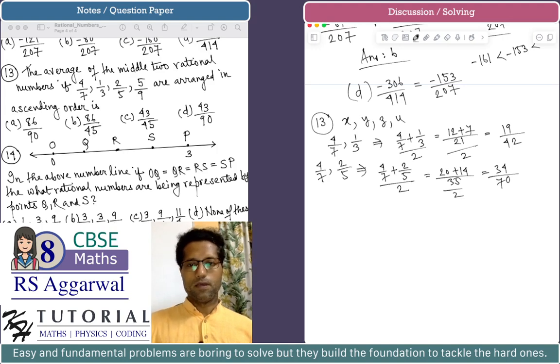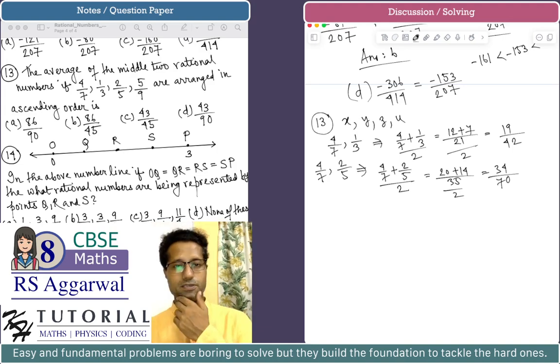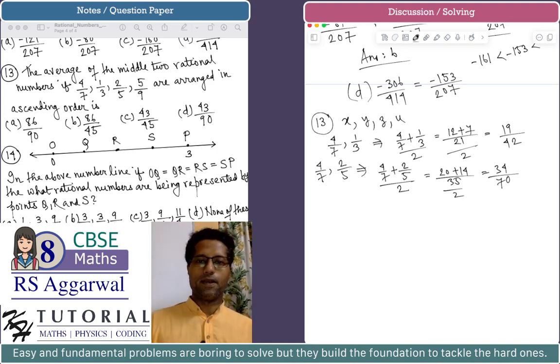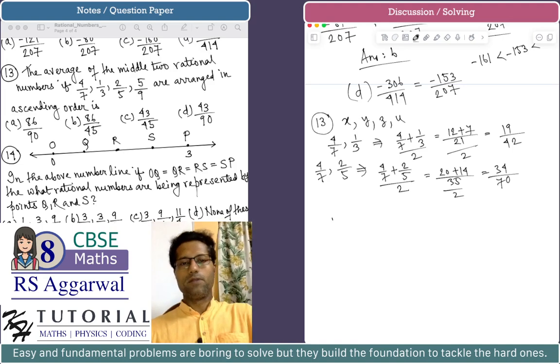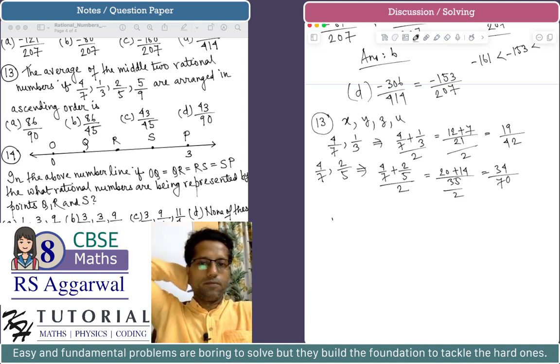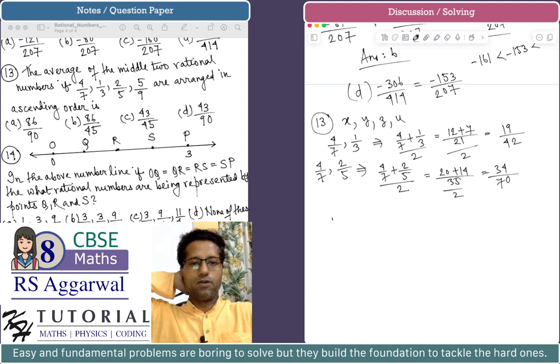So this 4 by 7 and 2 by 5 cannot be the two middle terms. Now, you need not consider all the pairs. You can easily see that 2 by 5 and 5 by 9, if you add them, the denominator becomes 45 and their average will obviously become 90. So 2 by 5 and 5 by 9 can be a choice. It may not be the choice, it can be a choice. Now what else? 1 by 3, 5 by 9, it cannot be a choice.